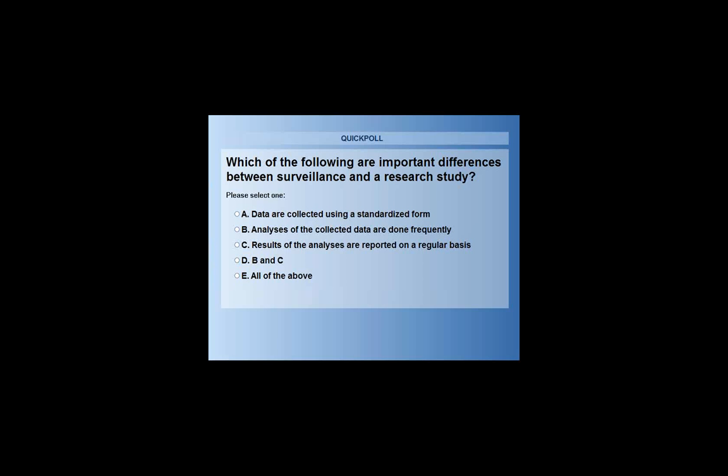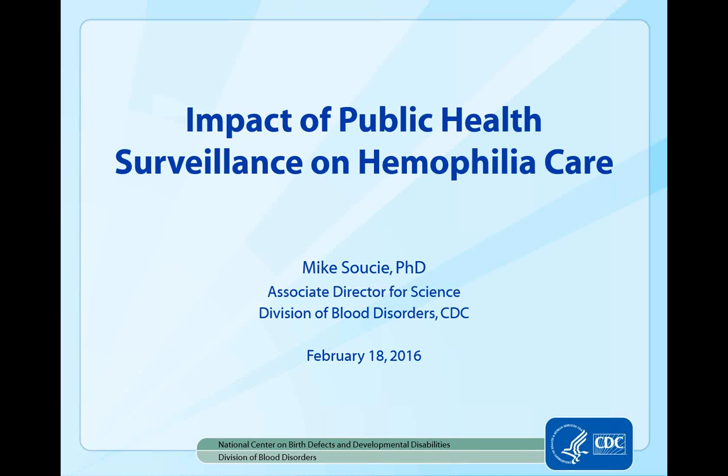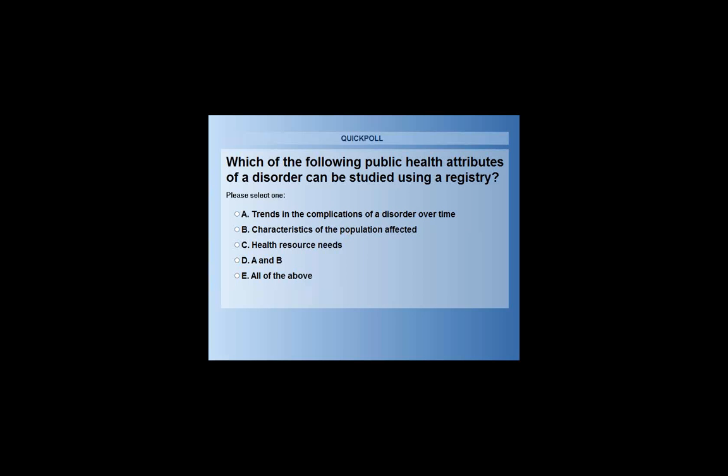Okay, I think we can move on to question 2. A registry is a form of surveillance that is designed to collect information about a disorder. Which of the following public health attributes of a disorder can be studied using a registry? A, trends in the complications of a disorder over time. B, characteristics of the population affected. C, health resource needs. D, both A and B are correct. Or E, all of the above are correct. Please vote.